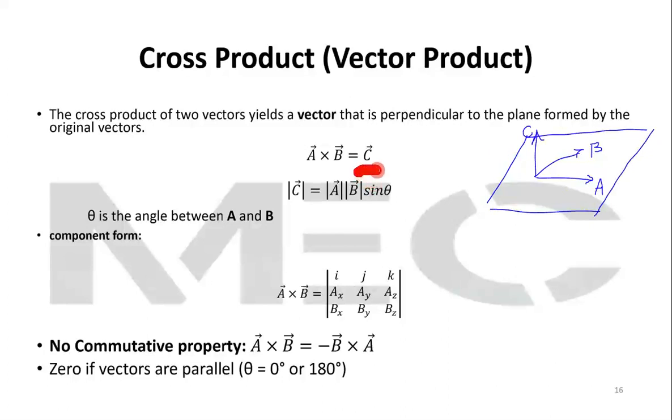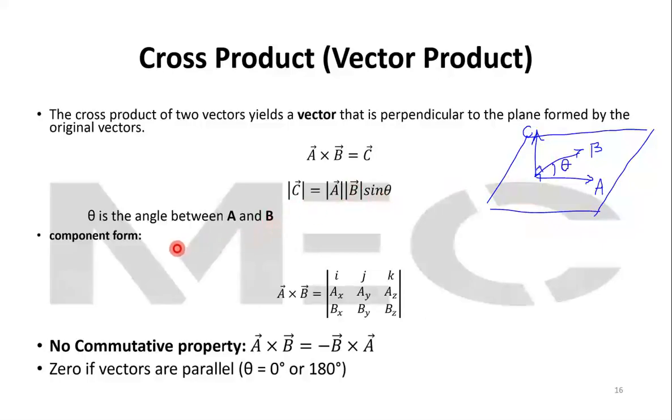The result vector, or the cross product, is a vector perpendicular to both of them, perpendicular to this one and perpendicular to this one, or we can say C is perpendicular to the plane passing through the two initial vectors. The magnitude of the cross product is given by magnitude of A times magnitude of B times sine of theta. Theta is the angle between two vectors A and B.